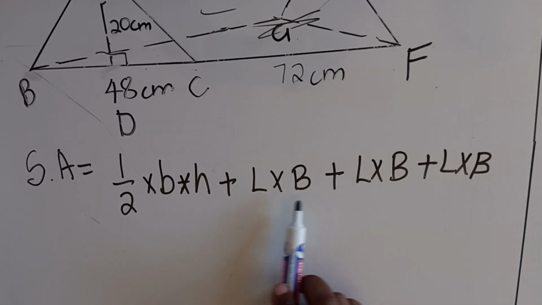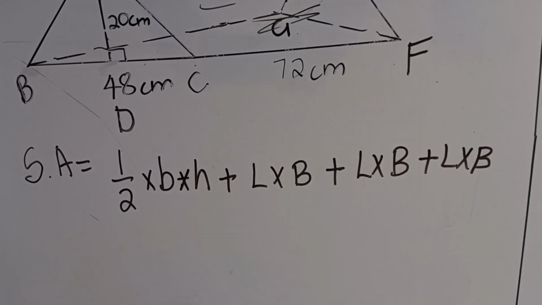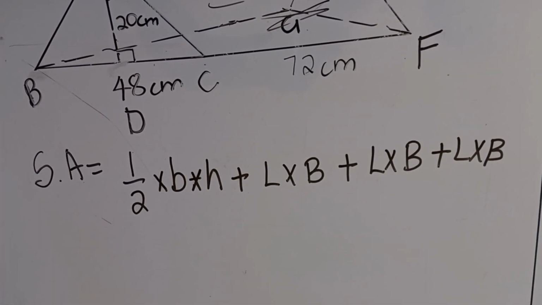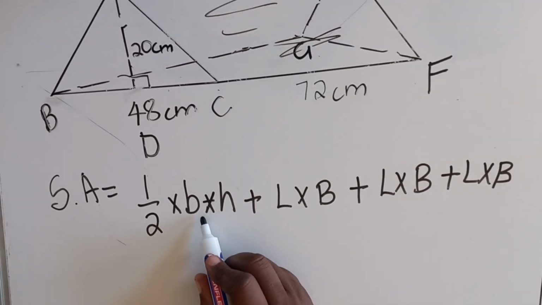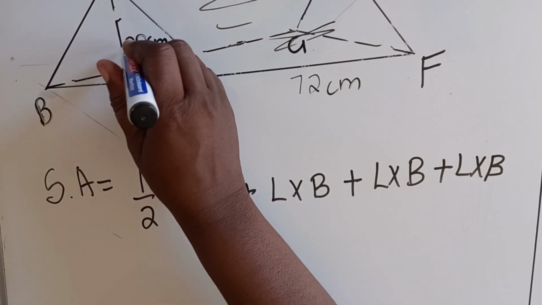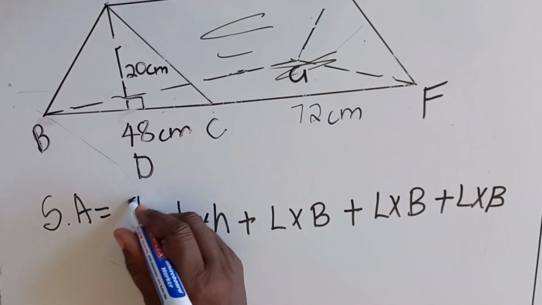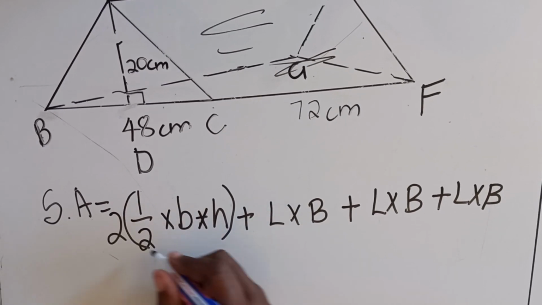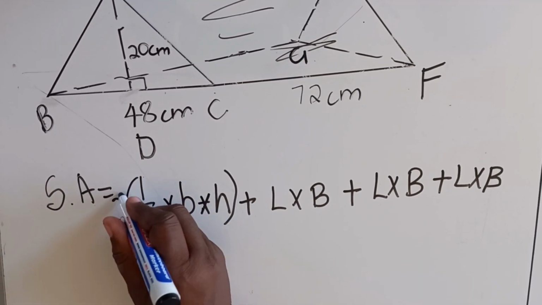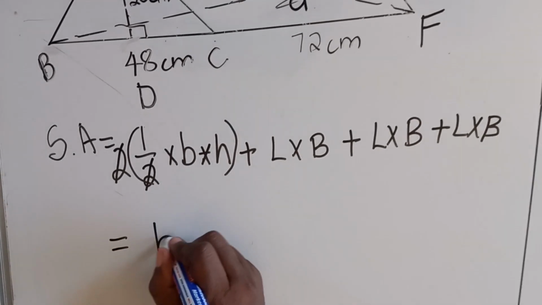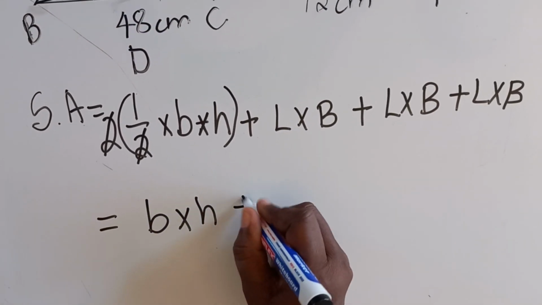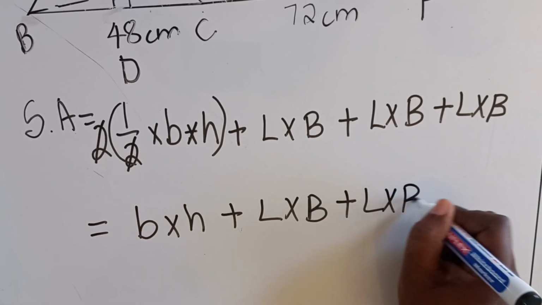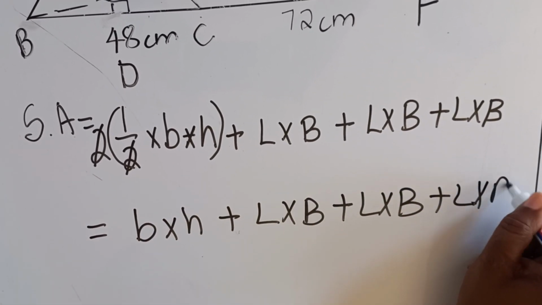So their areas are length times breadth plus. In different shapes, they are sometimes not the same. That's why you have to do all three separately. Now here, there are two of these. You remember there was a triangle there and a triangle there. So you need two here: 2 times half times base times height. Do you see in this formula, the half will cancel the 2. So my formula will be base times height plus length times breadth plus length times breadth plus length times breadth.